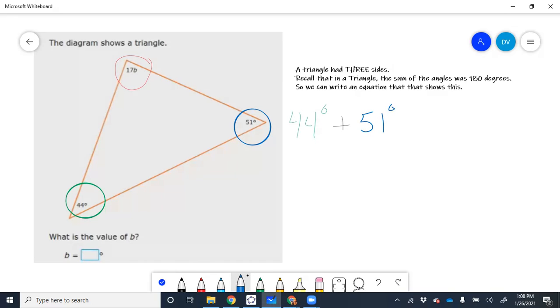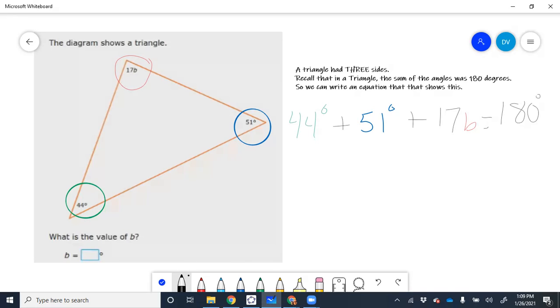And the red angle is 17B. And if we add up all three of those, according to our notes, it's going to equal 180 degrees. So there's the equation. Make sure you write that down, please, and let me know when you're ready to go. I don't want to go too fast. And if it does go too fast, please stop and replay this.